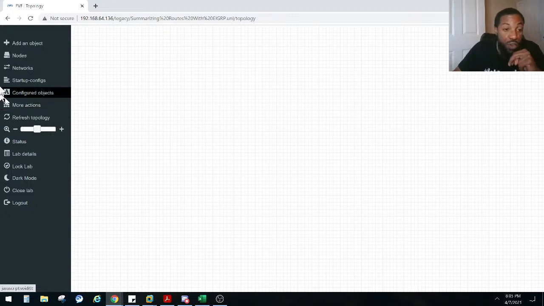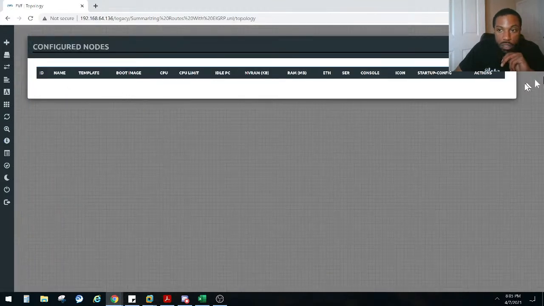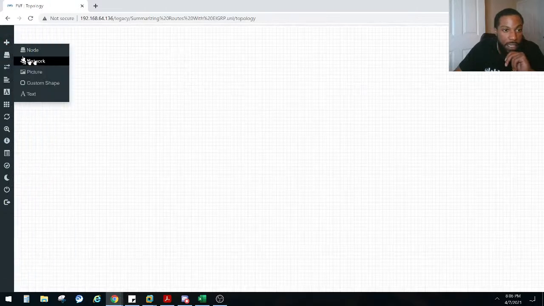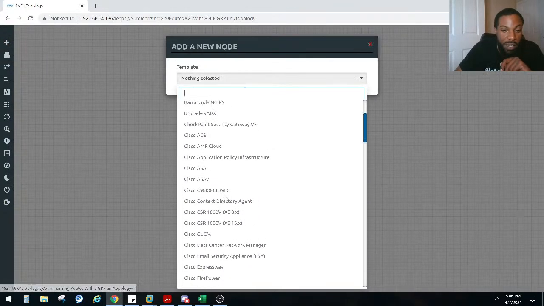We only need 2 routers for this lab here. So go ahead and drag and drop 2 routers, and back to back, add node. Let's see if I remember how to do this correctly last time.